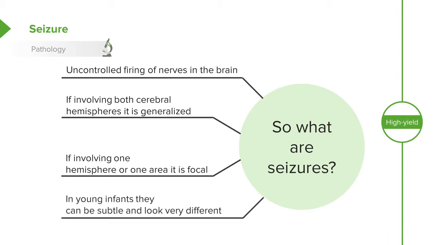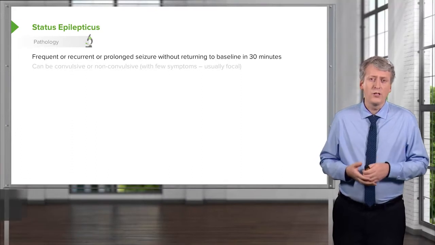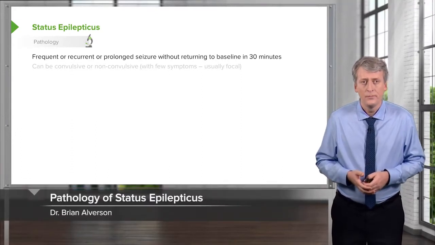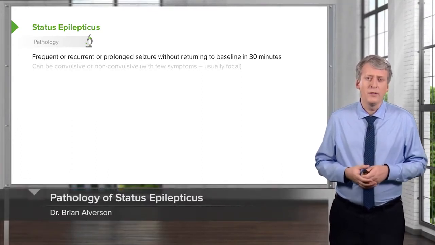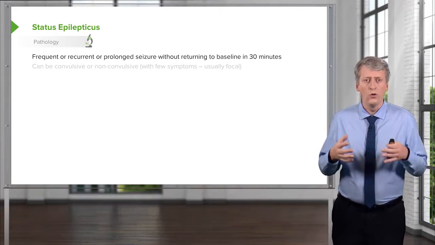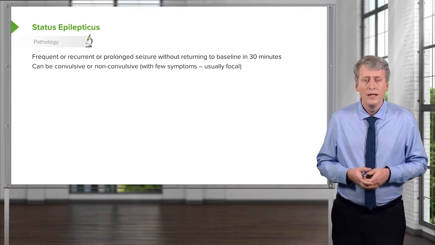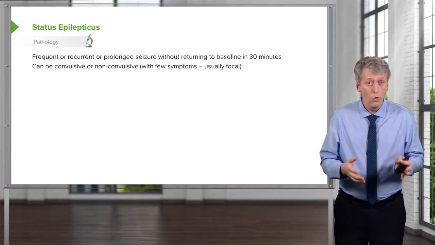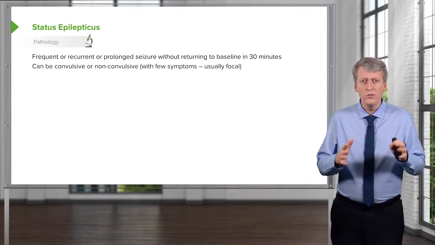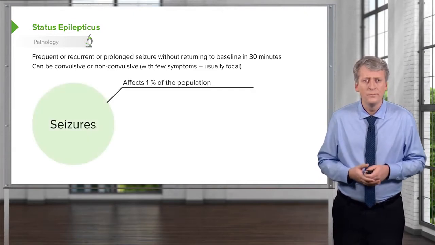In young infants, seizures may be very subtle and look very different than in older folks. They can be just little jittery movements, and sometimes they're missed by doctors and parents alike. Let's talk first about status epilepticus. Status epilepticus is frequent or recurrent or prolonged seizures without returning to baseline in a 30-minute period. It can be convulsive or non-convulsive with few symptoms and usually focal.